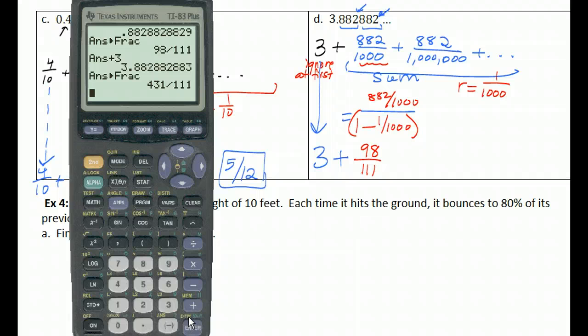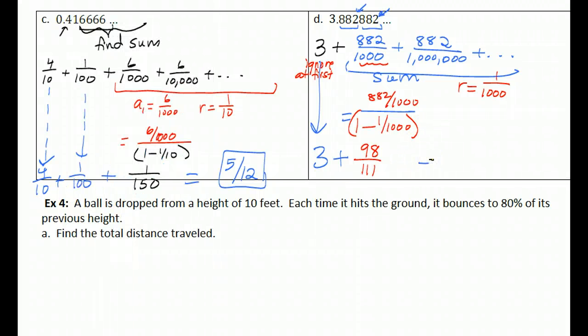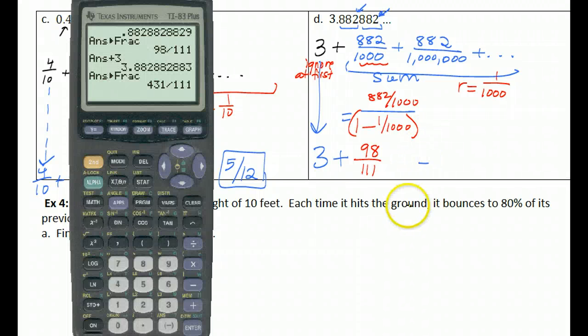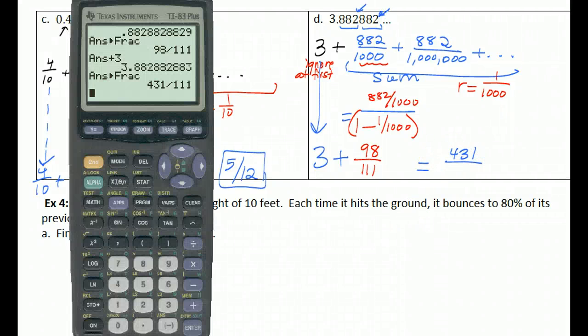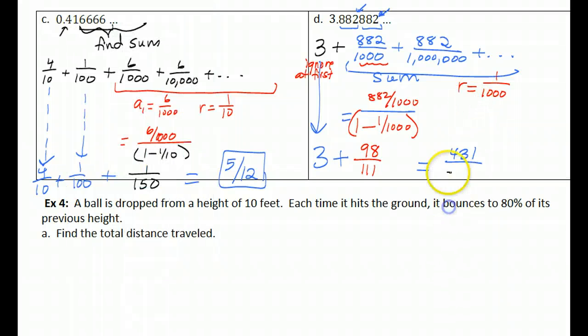There's a few different correct ways I would accept this. If you left it as 3 and 98/111ths, a mixed fraction, that would be okay too. But in regular fraction form, that is the sum. And actually, our whole point was to write it as a fraction. So I do want to write it as a fraction.